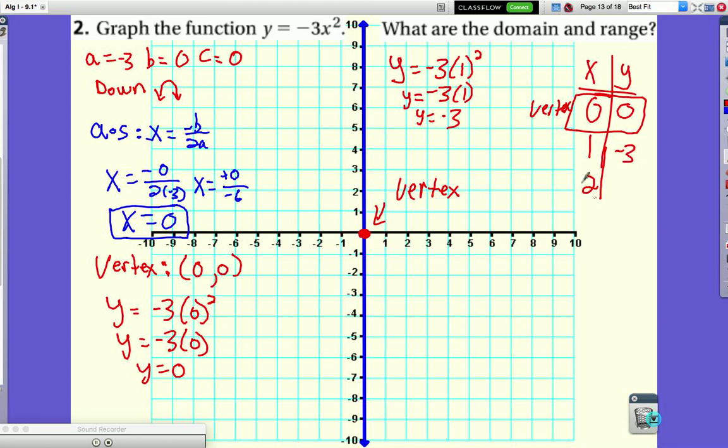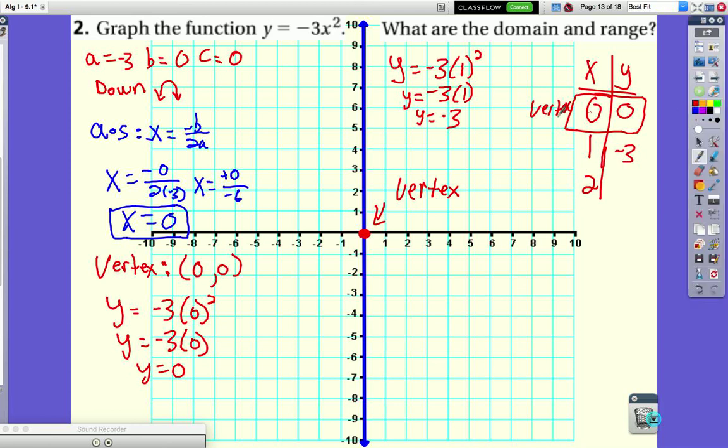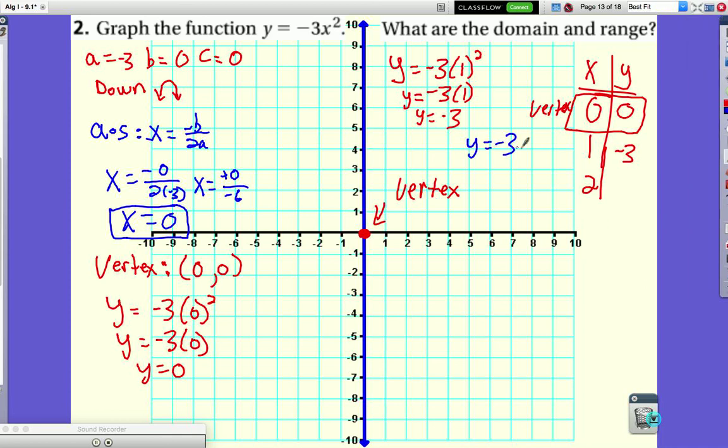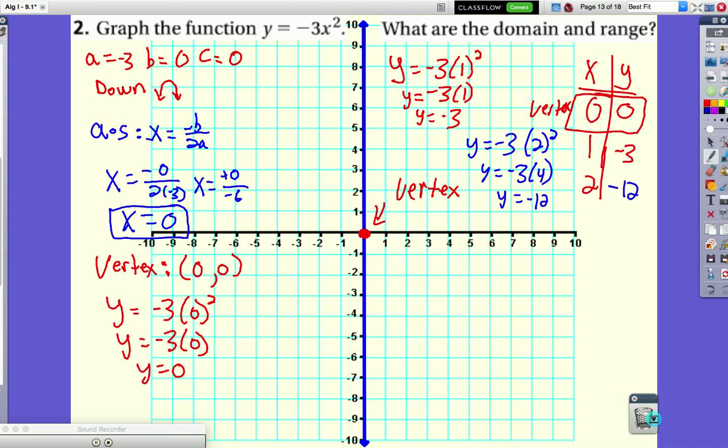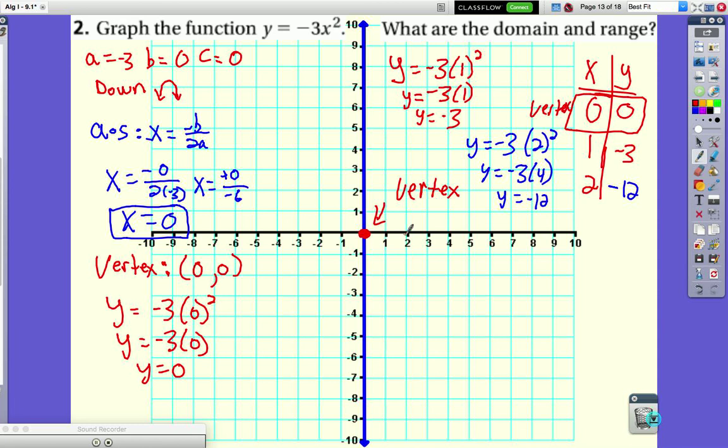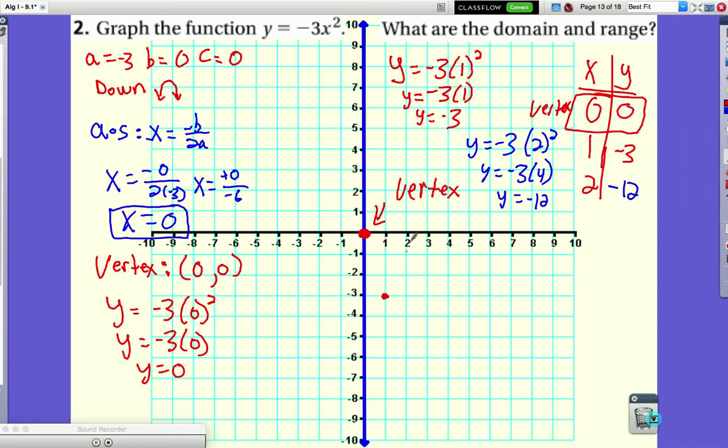Now we're going to do one last time. We're going to plug in 2. So y equals negative 3 times 2 squared. 2 squared is 4. So y equals negative 12. We're going to put those points on our graph. At 1, we're at negative 3. At 2, I'm just going to put it a little below here because my graph doesn't go that far.